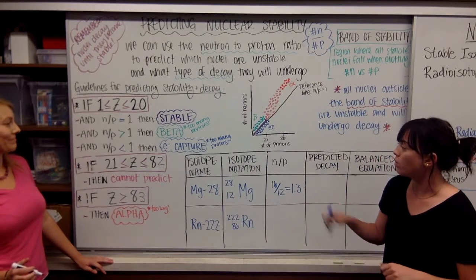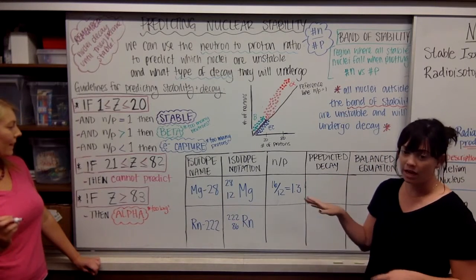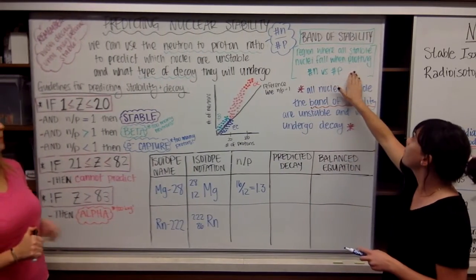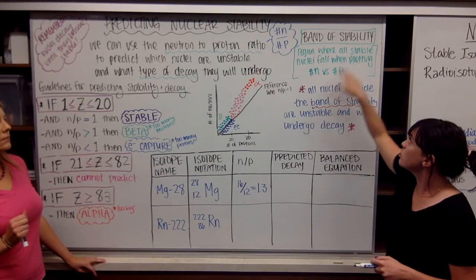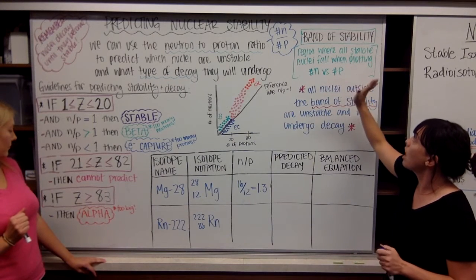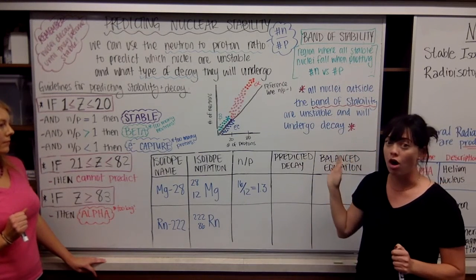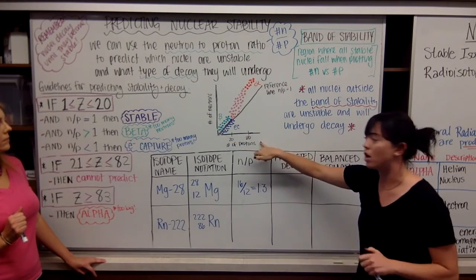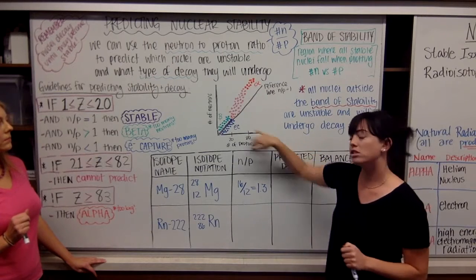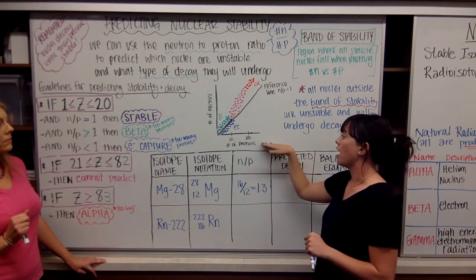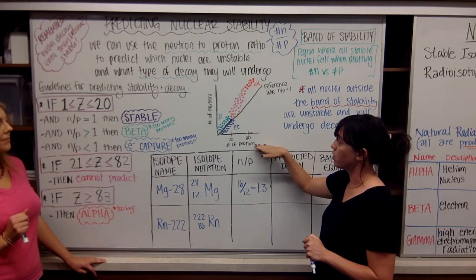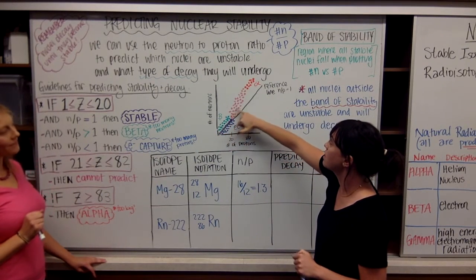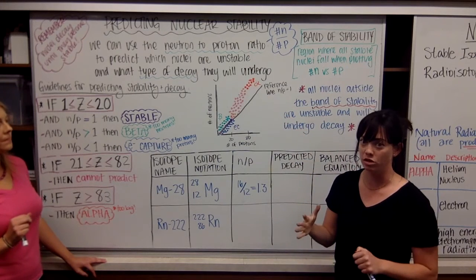Okie doke. So, I just really quickly want to talk about our band of stability. Can you guys see this? Yeah. And the band of stability is a region where all our stable nuclei will fall when we're plotting number of neutrons versus number of protons on a graph. So I know this is kind of small, but on our x-axis we have number of protons, and over here we have our number of neutrons. And our band of stability would be right down the middle, and it's where all of our stable nuclei fall.